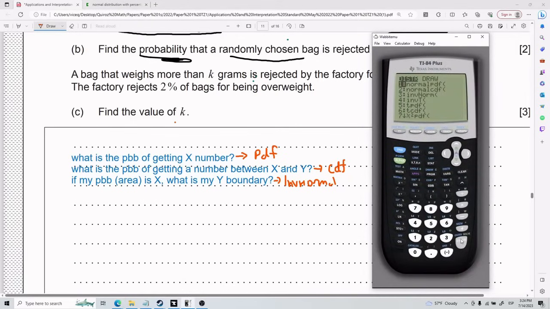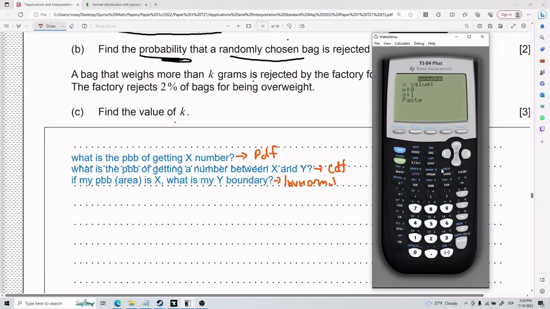So if you press normal PDF, what does it ask for? It asks for a Y value. That symbol in the middle is mean, and the symbol in the bottom is standard deviation. If you give it all of that, it's going to give you the probability of landing that number exactly.